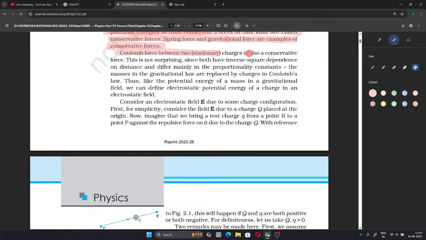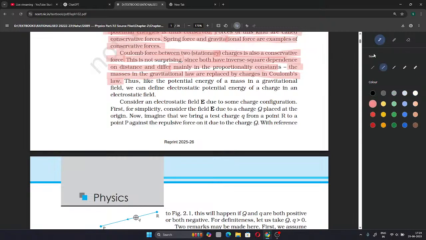Coulomb force between two stationary charges is also a conservative force, as here the potential and kinetic energy is indeed conserved. This is not surprising, since both have inverse square dependence on distance and differ mainly in the proportionality constants. The masses in the gravitational law are replaced by charges in Coulomb's law.